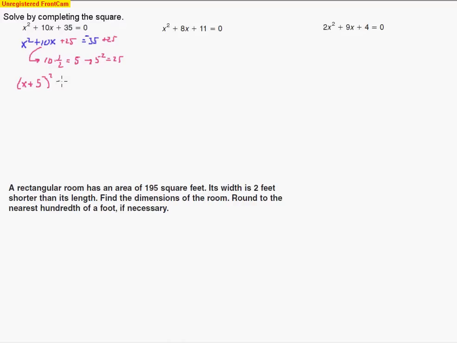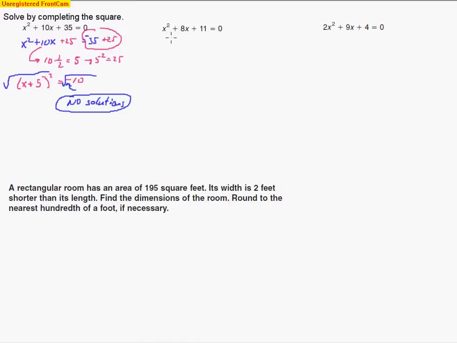On this side of the equal sign, you add these two terms together, and you end up with a negative 10. Well, we've got a problem, and you'll see it shortly. When we take the square root of both sides, we can't take the square root of a negative number and get real answers. So what we say is that there are no solutions. The reason is because we can't take the square root of a negative number in this class. So that's our answer there. Basically what that means is that this quadratic does not cross the x-axis.